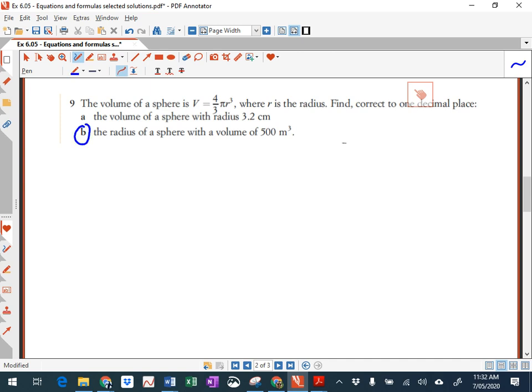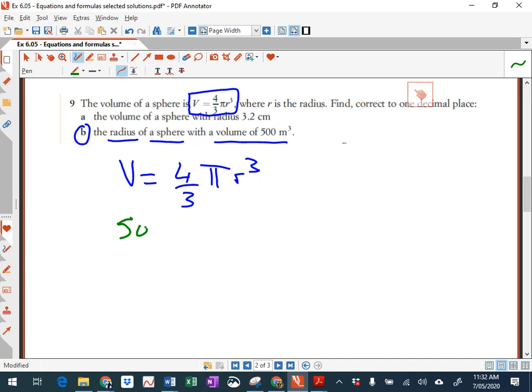Here it is. You've got to find the radius of a sphere with this volume. Here is the formula you're given. So write down V equals 4/3 pi r cubed. Rightio. So they tell you the volume is 500, so you put 500 there. And you've got 4/3 pi r cubed.